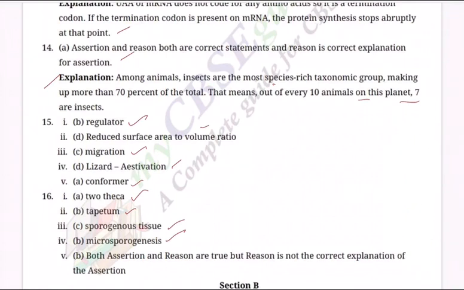Both assertion and reason are true, but reason is not the correct explanation of the assertion. Answer is B. What is the assertion? As the anther matures and dehydrates, the microspores dissociate from each other and develop into a pollen grain. So assertion is true. Reason: as the anther develops, the cells of the sporogenous tissue undergo meiotic division to form microspore tetrads. So reason is also true, but reason is not explaining the assertion. That is how dissociation takes place, how pollen grain is developed. That is not there. Hence, answer is B.